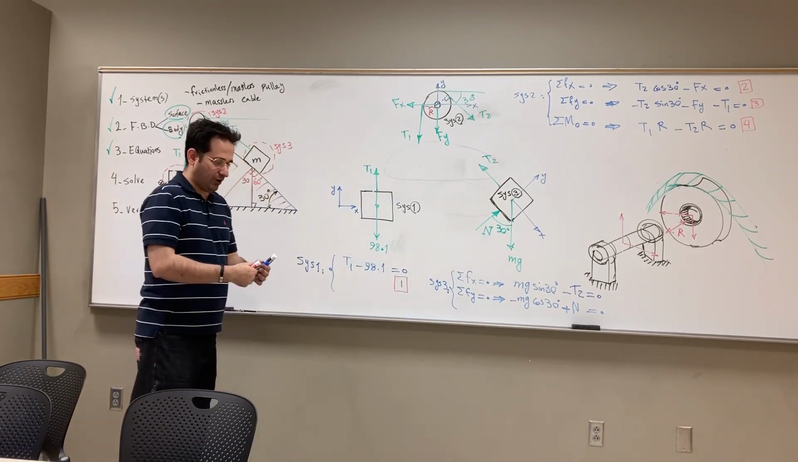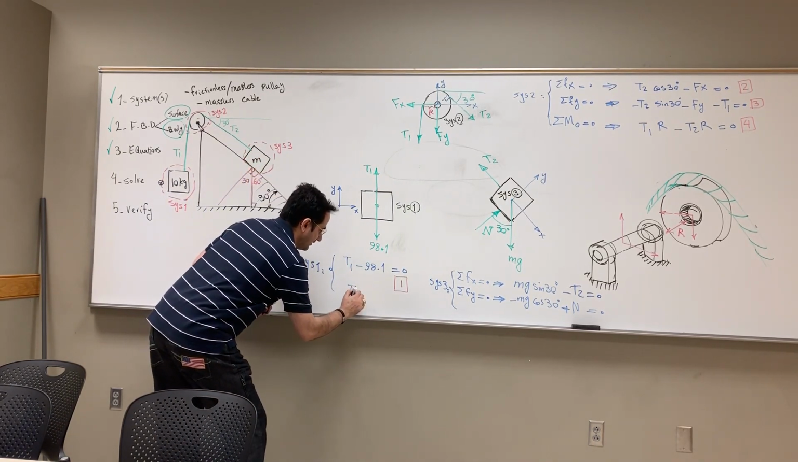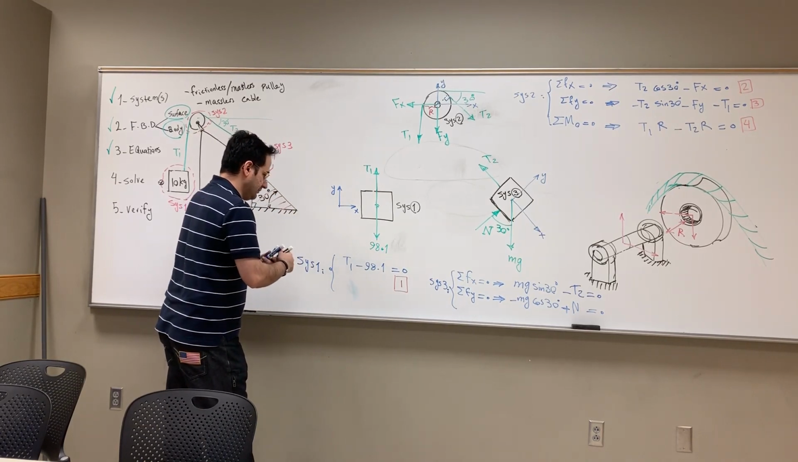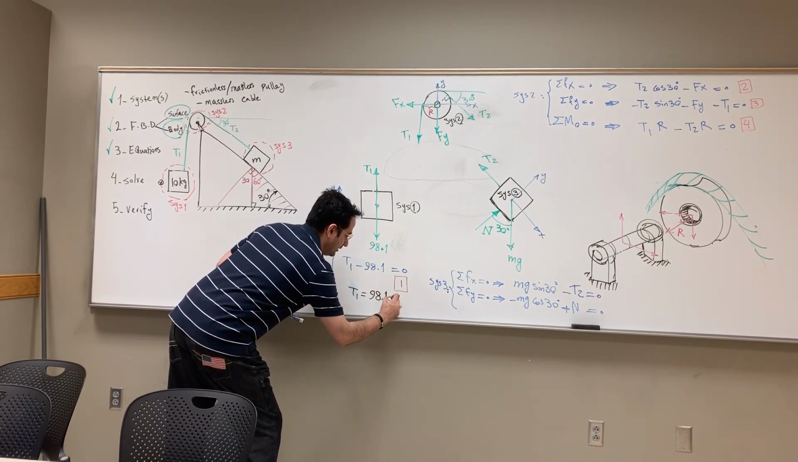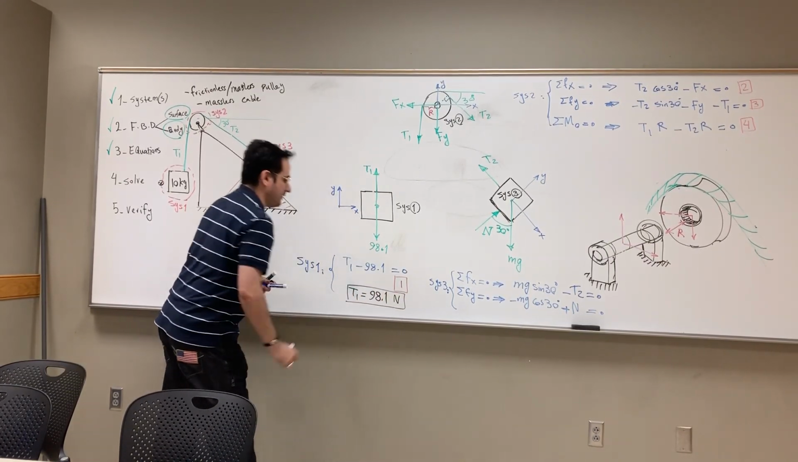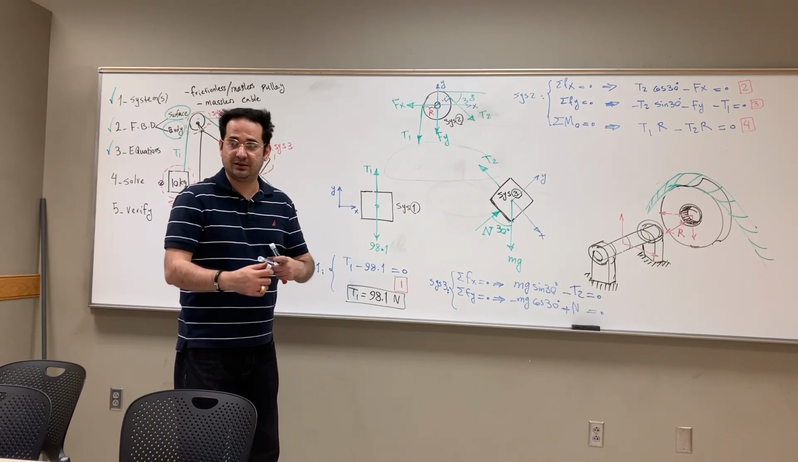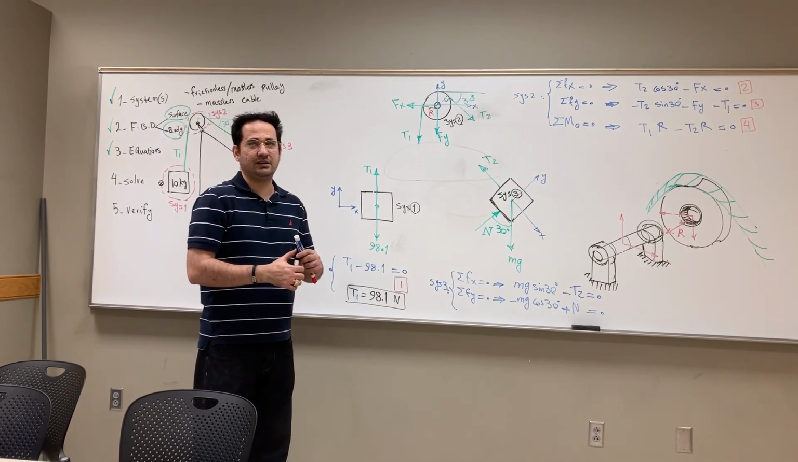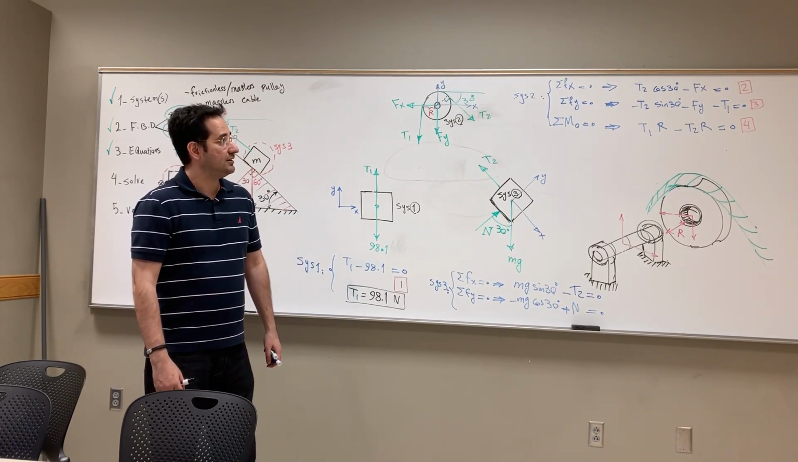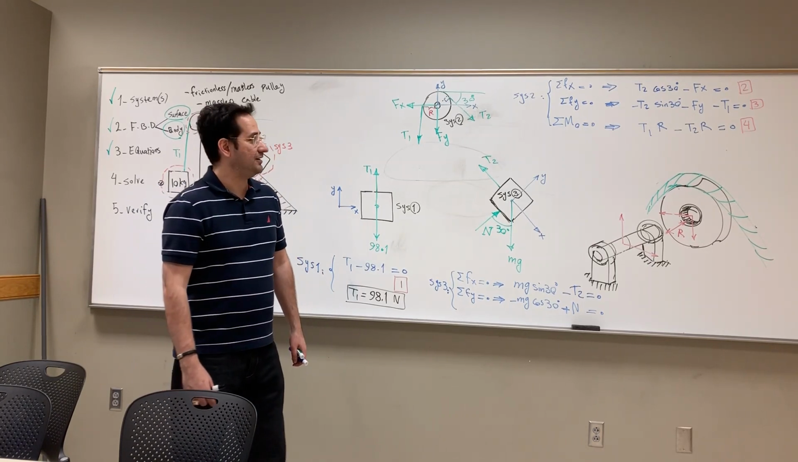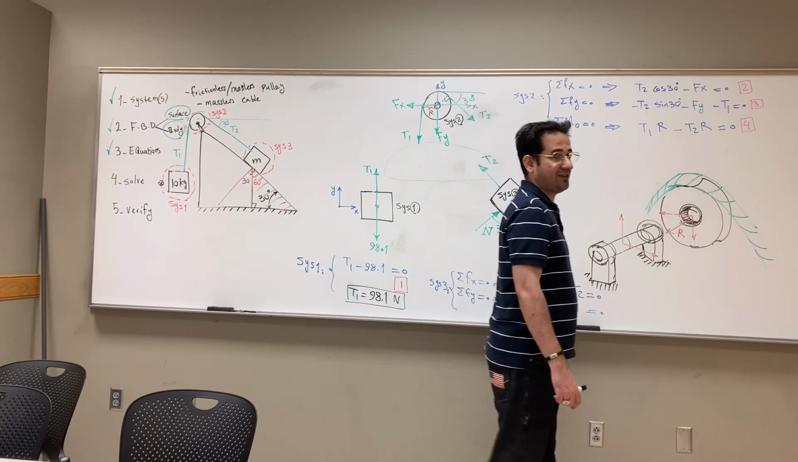So let's solve equation 1. And this is the answer to part A of the quiz. So T1, let's write it back. T1 is equal to 98.1 Newton. 3 significant digits. That's what I get, right? Now what is my next step? Equation number 4. So the first step is equation 1, and the second step is equation 4.